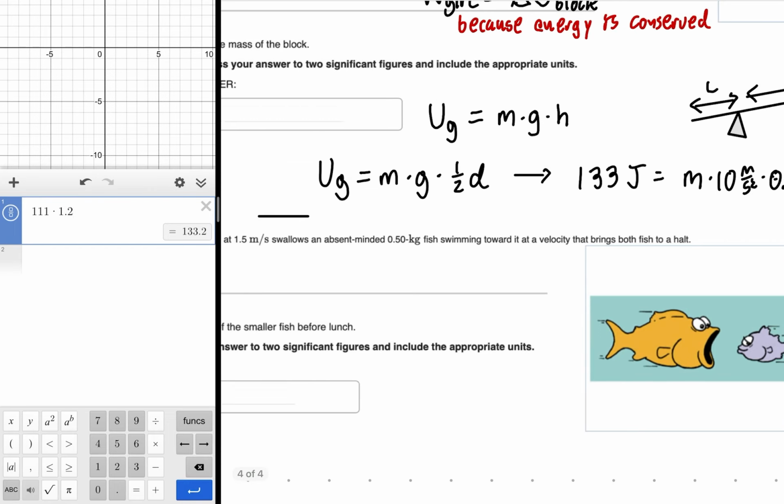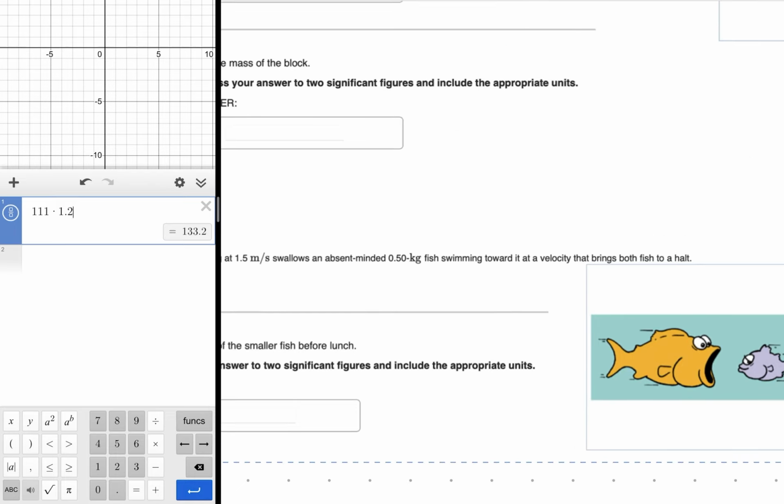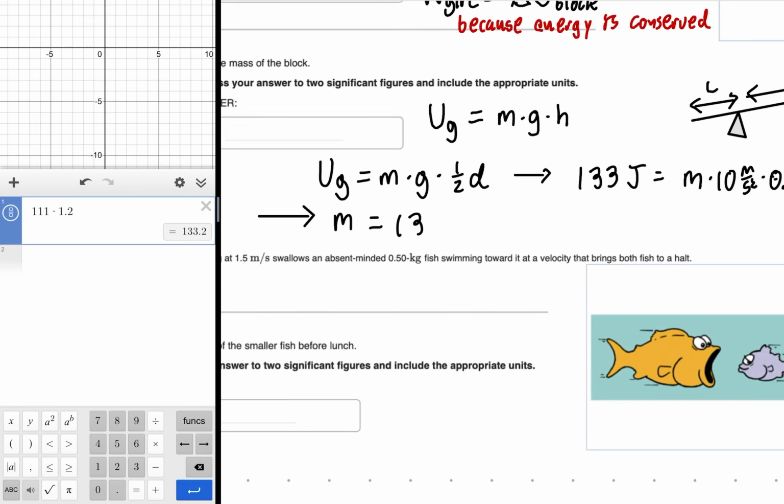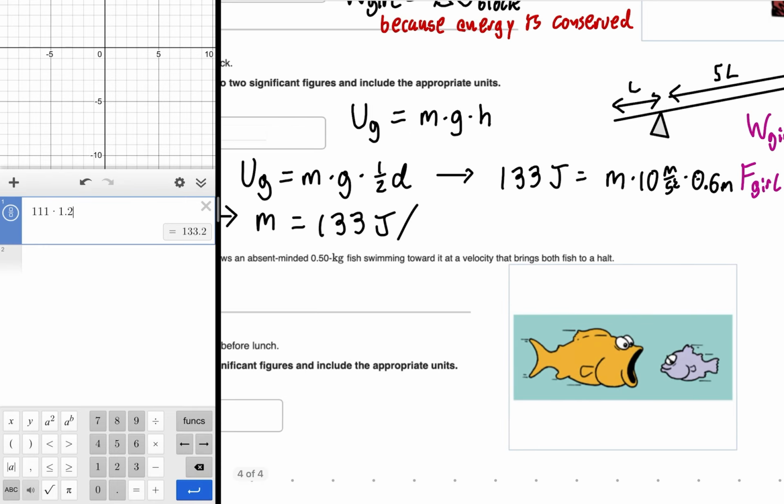But let's forget that and move on to find the value of m, which is simply going to be taking the 133 joules and dividing by 10 times 0.6, which would just become 60, right? That would be 60 meters squared per second squared, which will give us units of kilograms, because a joule is a kilogram meter squared per second squared. So a joule divided by a meter squared per second squared just leaves the kilograms behind.